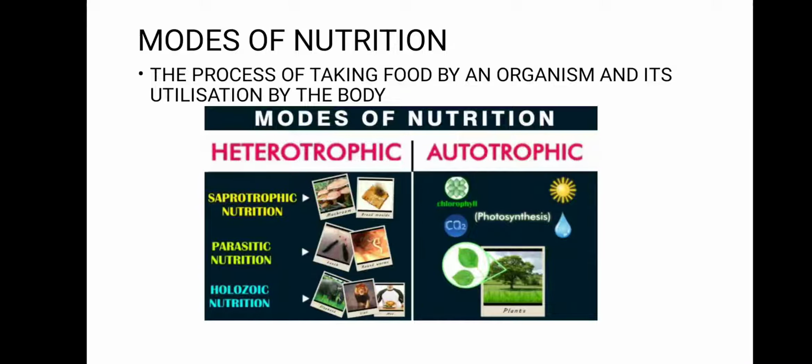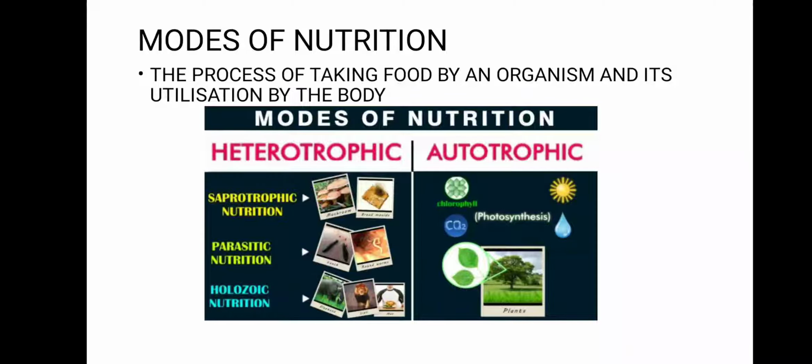Heterotrophic nutrition can also be divided into three parts. Again, three types we have. One is saprotrophic nutrition. Saprotrophic nutrition means these organisms depend on dead and decaying organic matter. For example, fungi. Normally when you go out, they will be growing on a dead log of wood. So they take nutrition from dead animals or dead plants. These organisms are called saprotrophic.